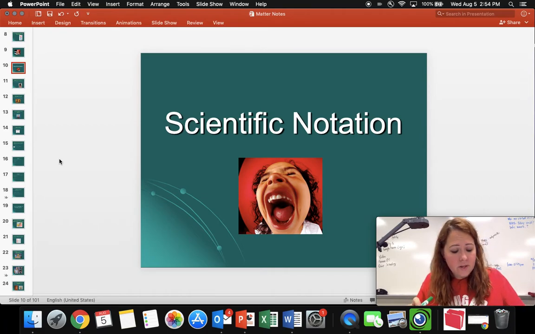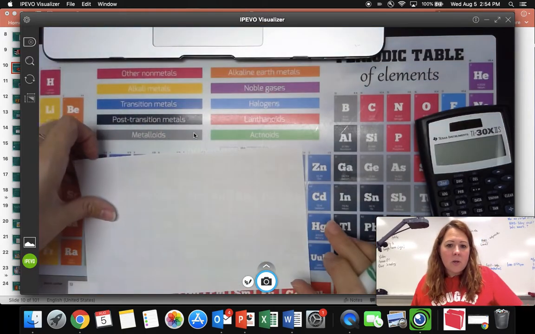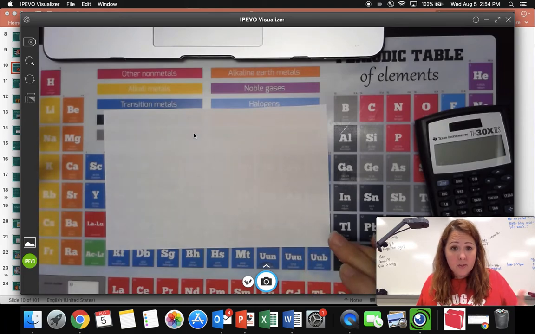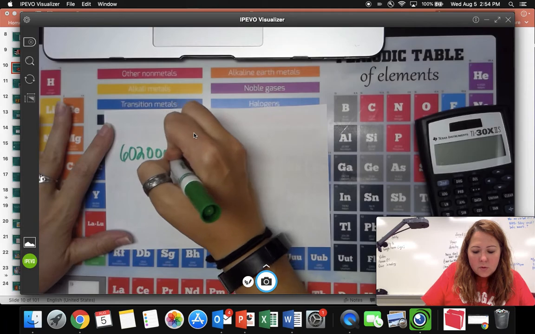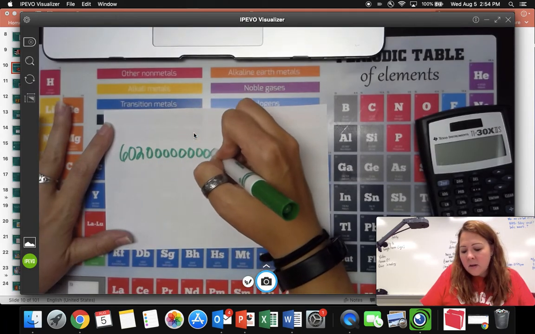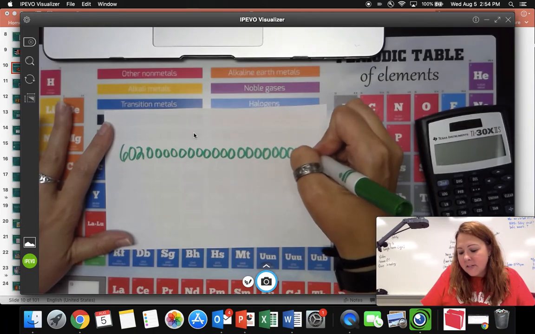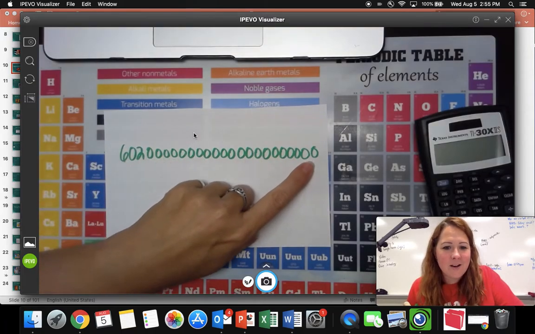In scientific notation, it's just a way of writing out numbers that are very large or very small in a more condensed fashion. I'm actually going to swap over to my document camera here. And as we look at this, I've just got a piece of paper to write on, and I'm just going to write down a number that is very important to chemistry. That is 602 with 21 zeros after it.